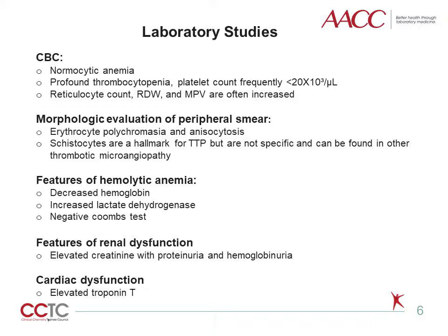Morphologic evaluation of the peripheral smear shows erythrocyte polychromasia and poikilocytosis with schistocytes. And although schistocytes are a hallmark for TTP, they are not specific and can be found in other thrombotic microangiopathies. Features of hemolytic anemia include decreased hemoglobin, increased lactate dehydrogenase, and negative Coombs test since the hemolysis is intravascular and not immune-mediated. Features of renal dysfunction include elevated creatinine, proteinuria, and hemoglobinuria. Also, cardiac dysfunction may be detected with elevated troponin T.